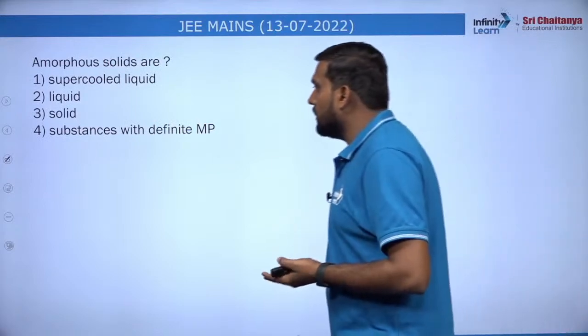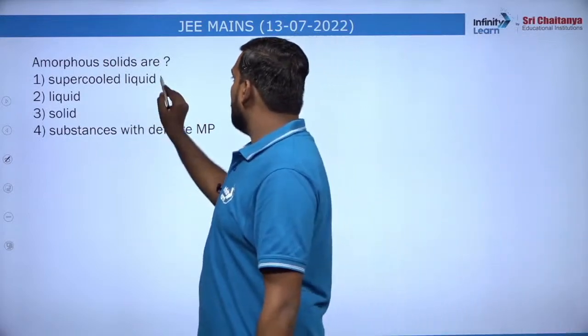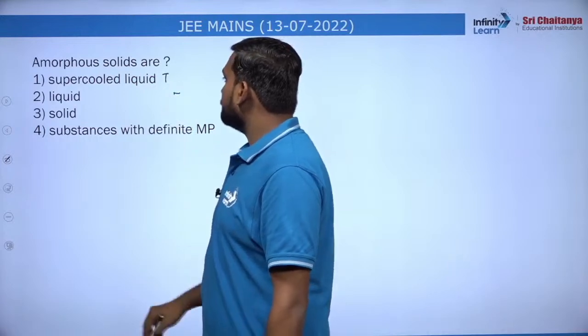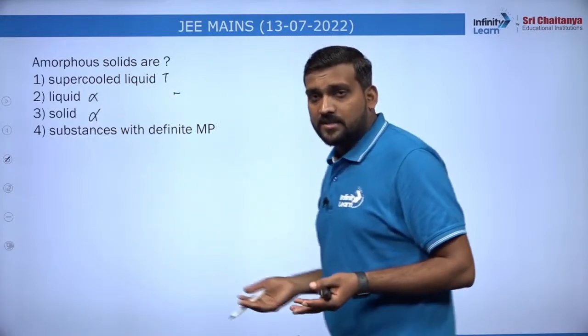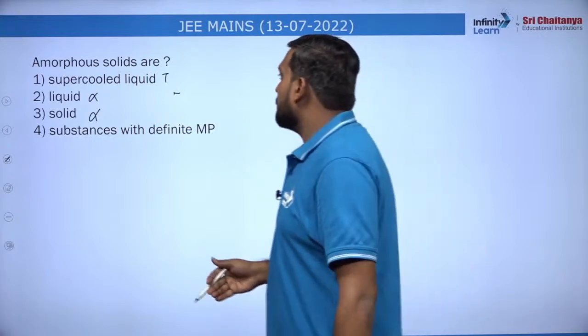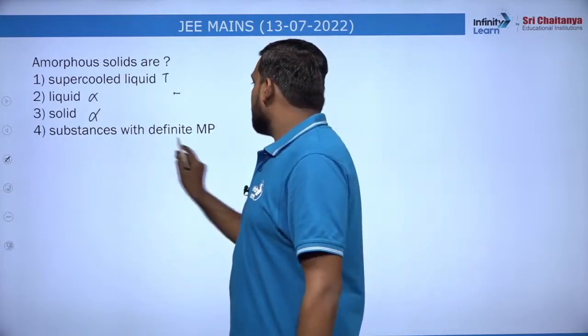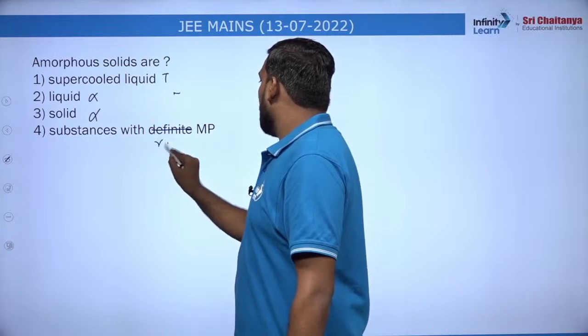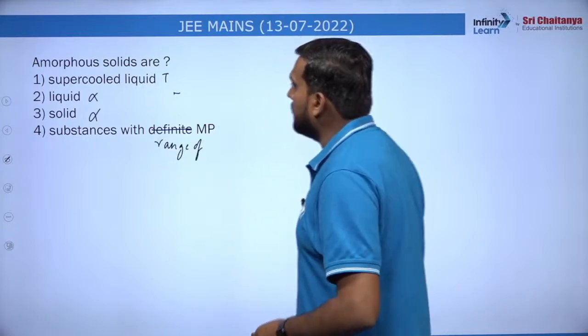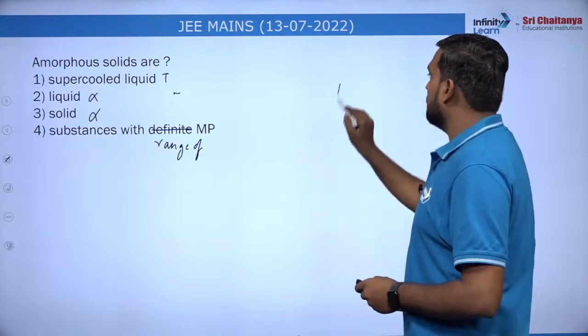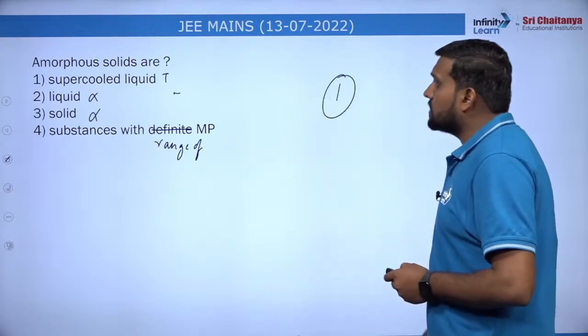So amorphous solids are supercooled liquids. Yes, this is true. Liquid, no. They are solid, no. They are not basically exact solids, they are pseudo solids, or supercooled liquids. Substance with a definite melting point, no, they have a range of melting point. They have a range of melting point. So this is incorrect. Okay, so the correct answer will be the option number 1. Going for the next question.